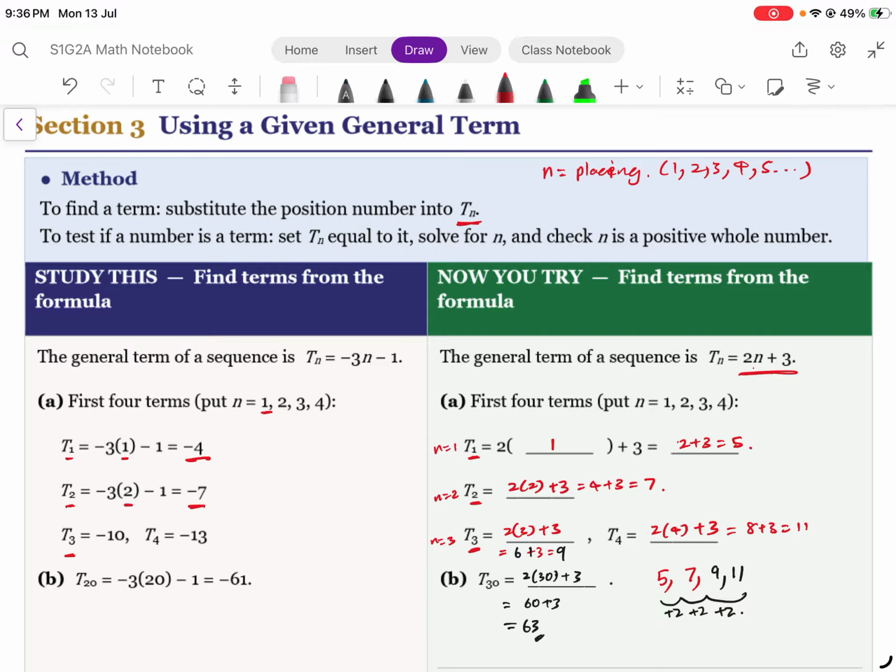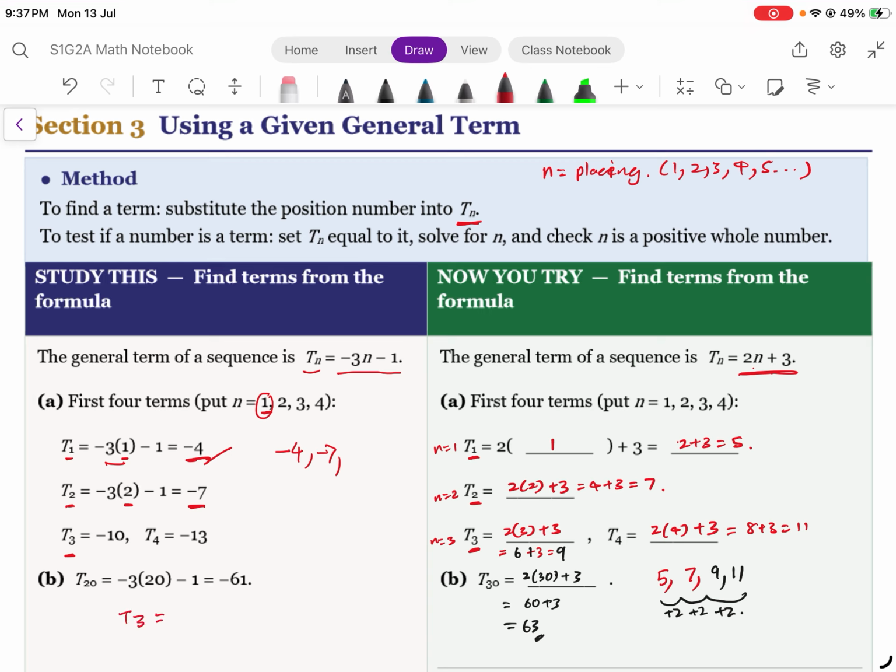So let's say the general term of a sequence is Tn = -3n - 1. They want you to find the first four terms. When n is 1, you just sub 1 inside, you get the answer. So the first number in the sequence is -4. Then the second number, when you sub in 2 and solve, you get -7. Then T3, as usual, you sub 3 into the equation. So I'm going to work it out here.